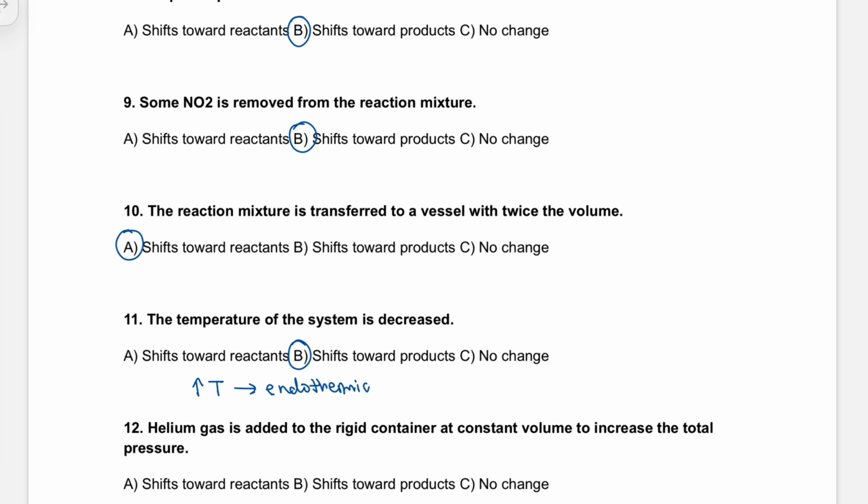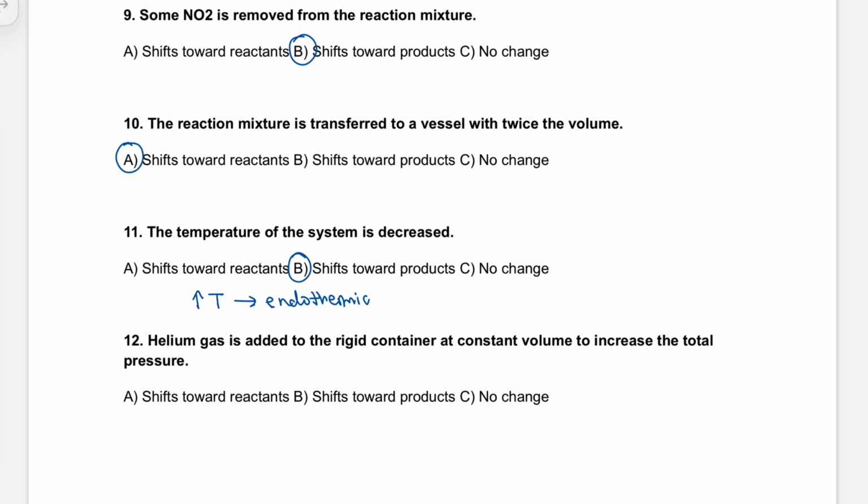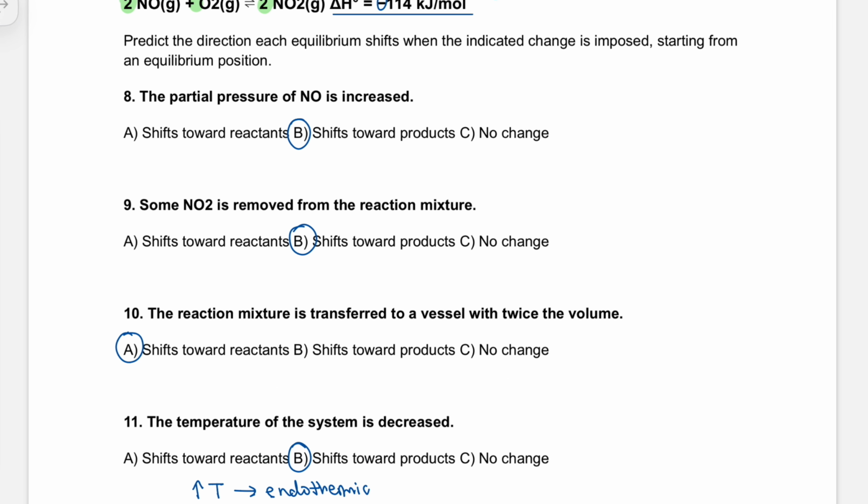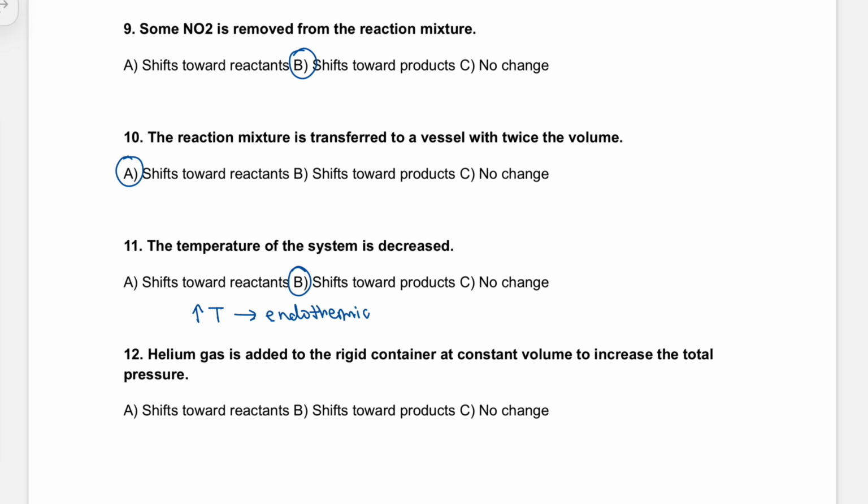And then finally, we have helium gas is added to the rigid container at a constant volume to increase the total pressure. So helium gas is not part of the equation, and it only increases the total pressure. Whenever there's a pressure change, it will only shift the reaction if it changes the partial pressure. So only partial pressure matters. And then when we have an inert gas like helium being added, it's not going to change anything. So this is C, no change. Only partial pressure matters.